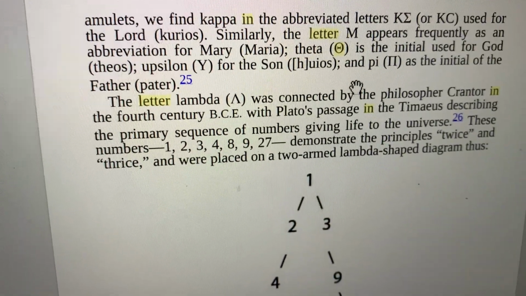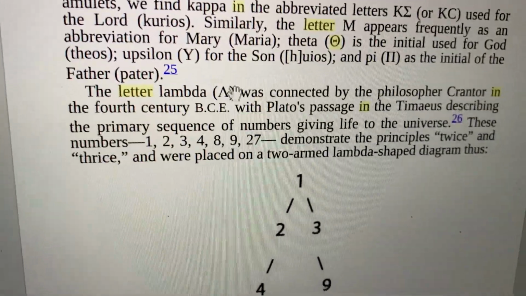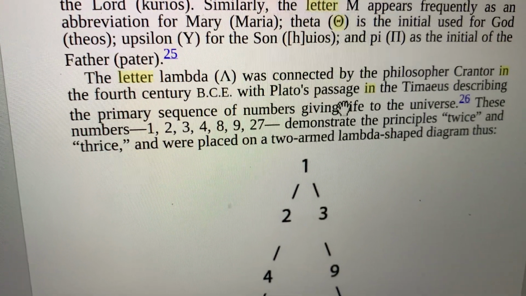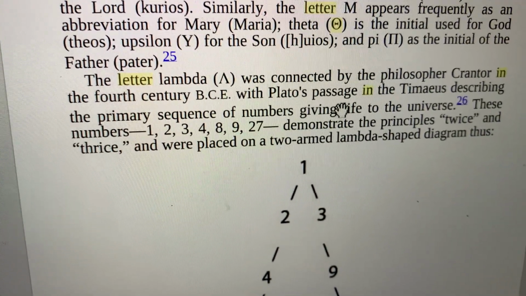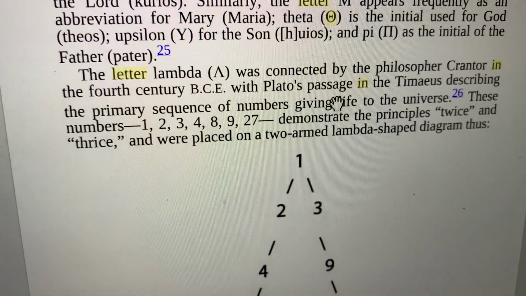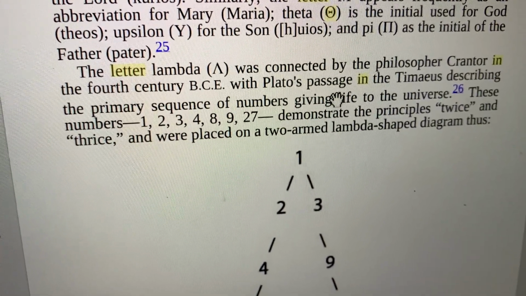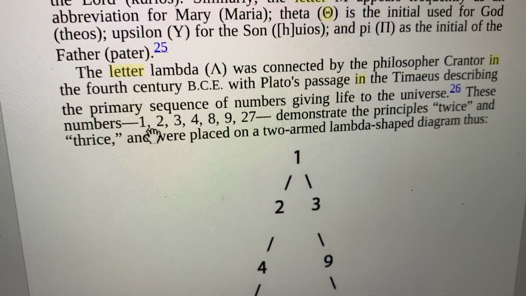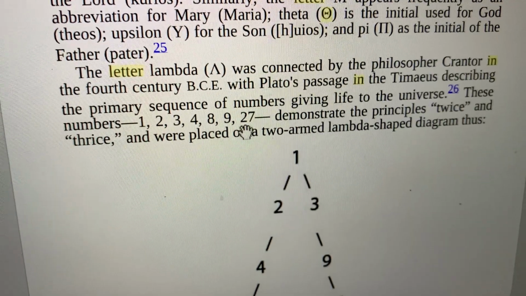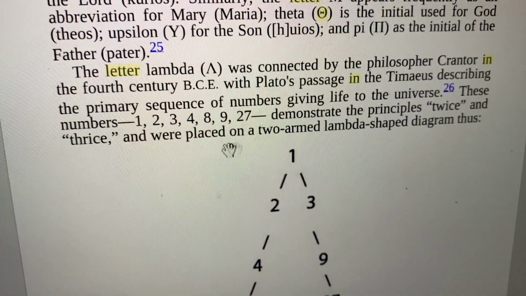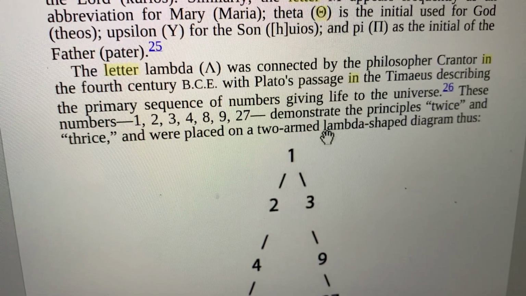So in astrology, we know that. Oh, okay, this is the other one. The letter lambda is connected by the philosopher Crantor in the 4th century BCE with Plato's message to the Timaeus, describing the primary sequence of numbers giving life to the universe. These numbers are 1, 2, 3, 4, 8, 9, 27. They demonstrate the principles twice and thrice that were placed on a 2-armed lambda-shaped diagram.